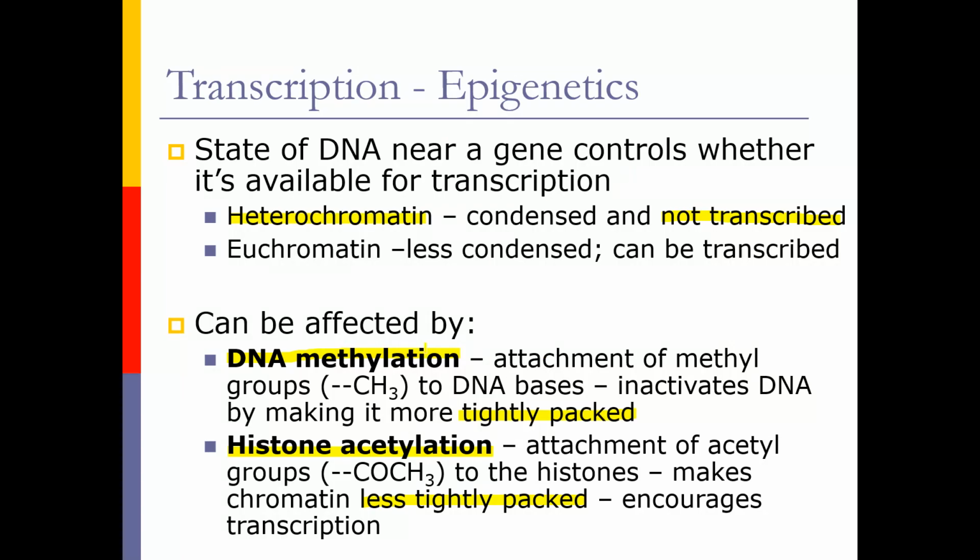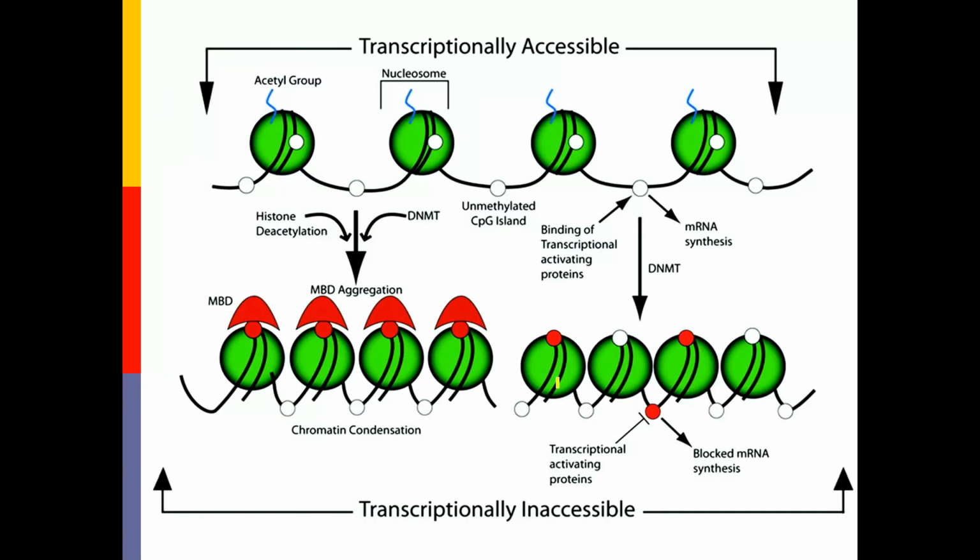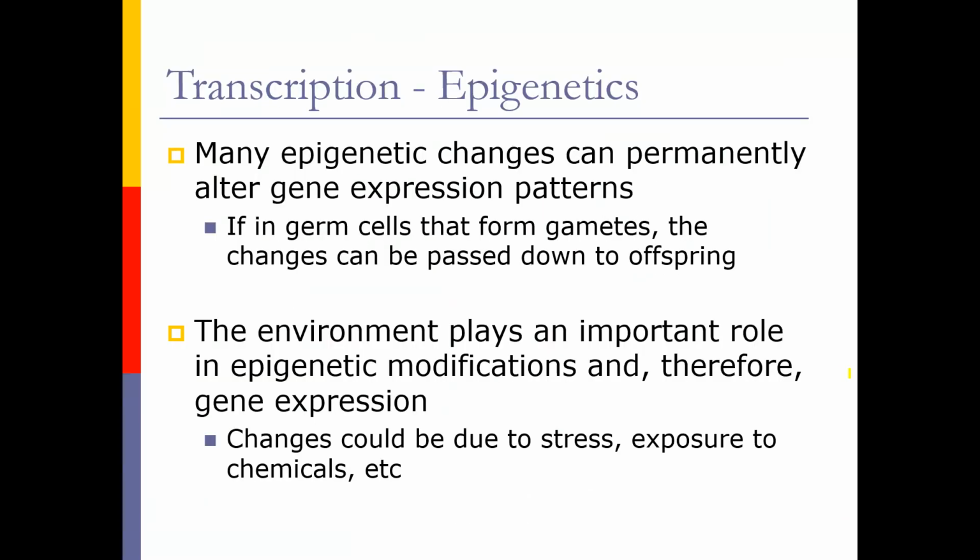So notice we aren't making changes to the DNA sequence. We aren't mutating the bases or anything like that. But just by adding different chemicals onto that molecule, it can make it more or less available for transcription. So here's just a picture that shows you. Here would be when you had an acetyl group added. Notice it's not quite as tightly compacted, and therefore these genes could be copied. Whereas if we have methylation down here, it's tightly packed and it can't be copied very easily.